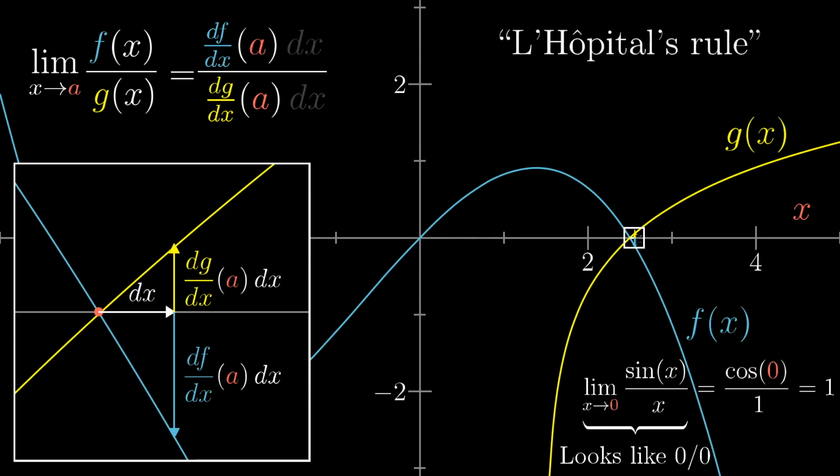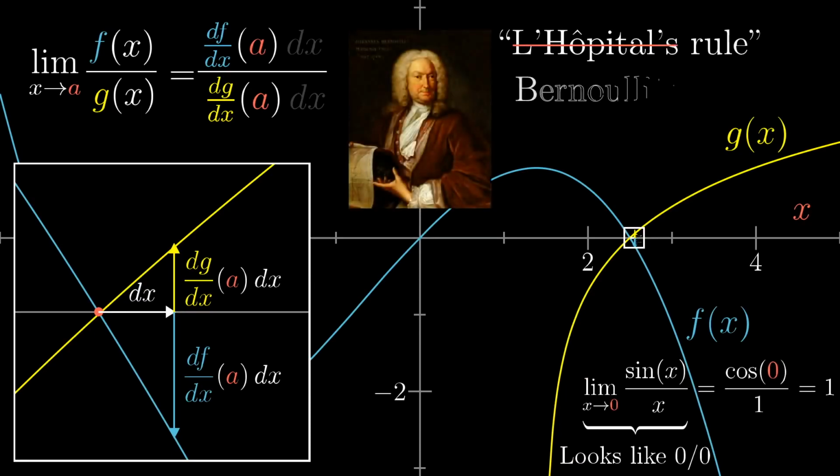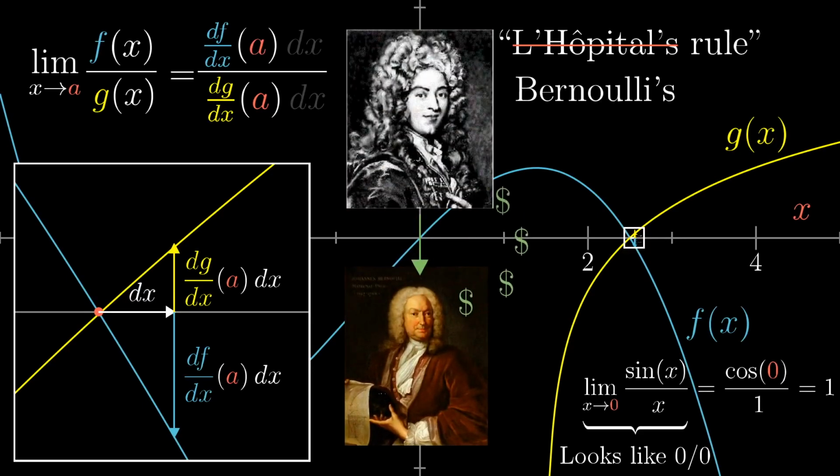Interestingly, it was actually discovered by Johann Bernoulli, but L'Hôpital was this wealthy dude who essentially paid Bernoulli for the rights to some of his mathematical discoveries. Academia was weird back then, but hey, in a very literal way, it pays to understand these tiny nudges.